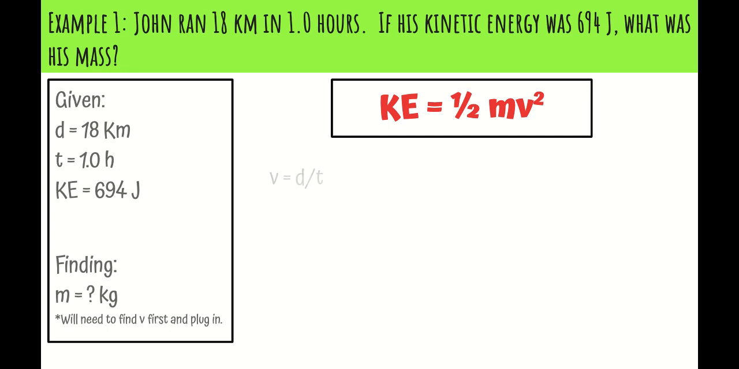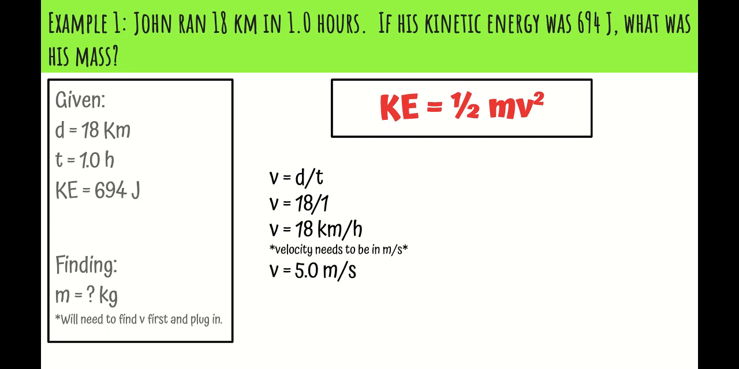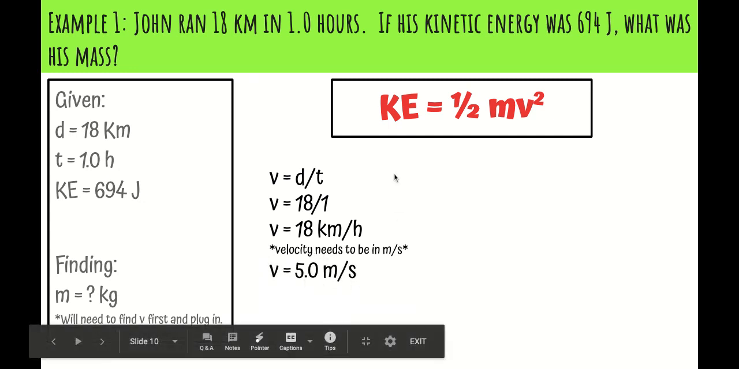So if you think back to a couple units ago when we had velocity, it's going to be the distance divided by the time. Velocity does need to be in meters per second. So this was first calculated in kilometers per hour because we are given kilometers and hours. But once we find it in kilometers per hour, we need to convert it into meters per second. So this is already done here. We end up with a velocity of 5.0 meters per second.